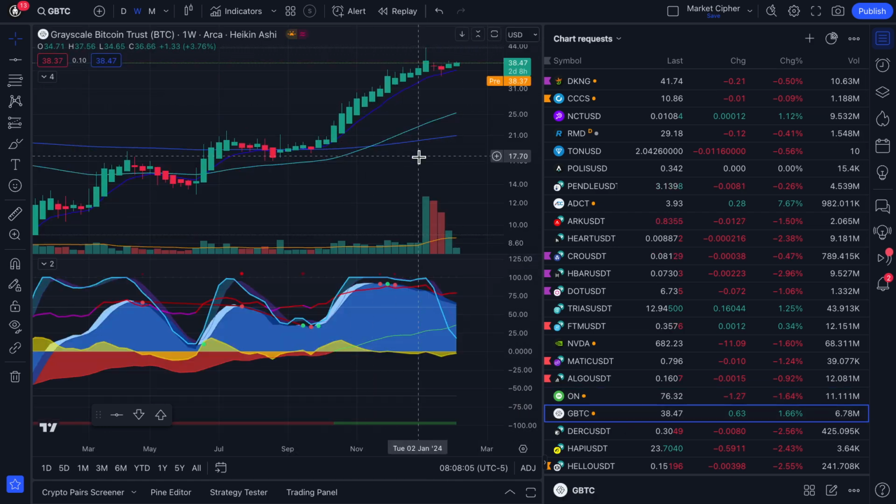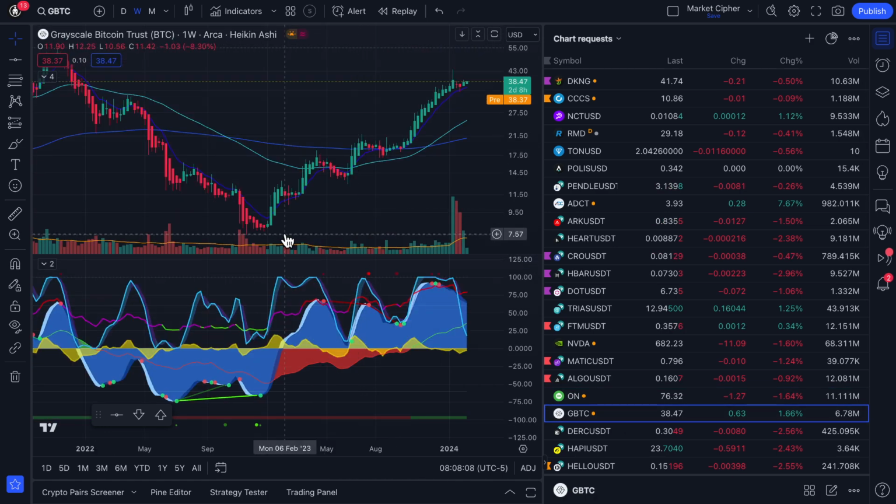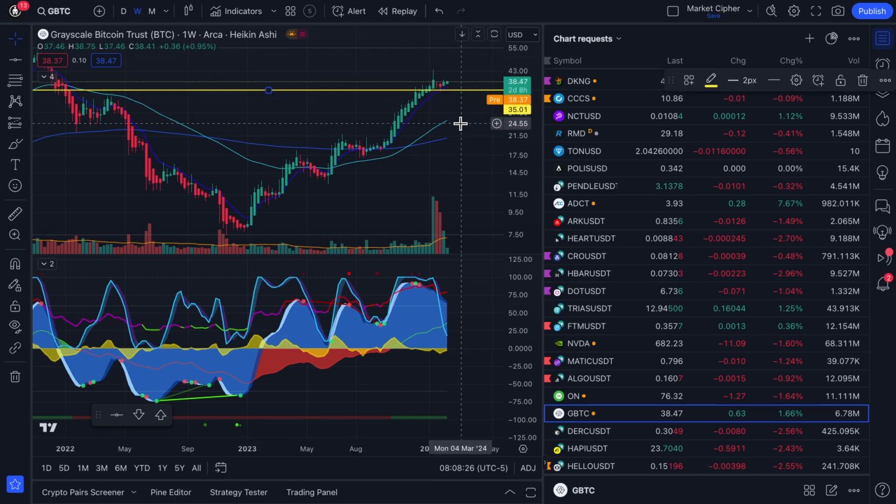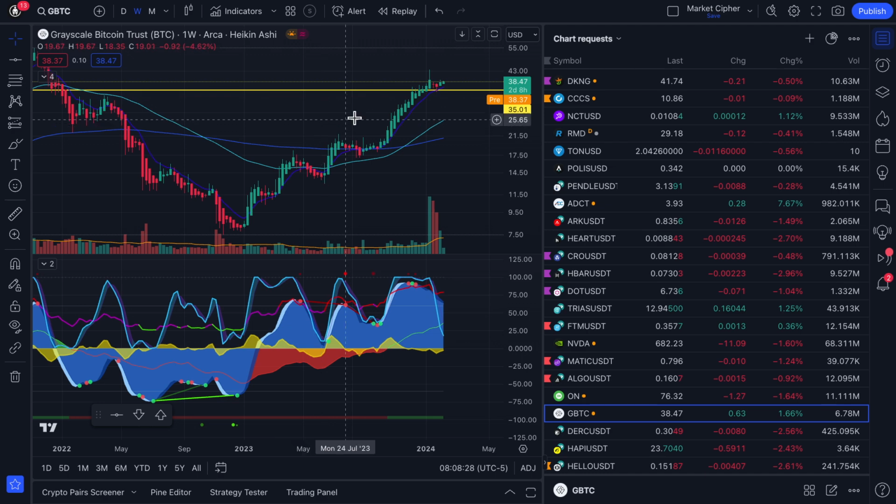Here's GBTC, Grayscale Bitcoin Trust. So this is Grayscale's ETF. You guys saw BlackRock release theirs. If you own a brokerage account that has stocks available to trade, you can go over to whatever exchange you're on and trade this. So this actually looks really bullish. Bitcoin in the making, folks. Bitcoin's finding some stability here, and so are the ETFs.